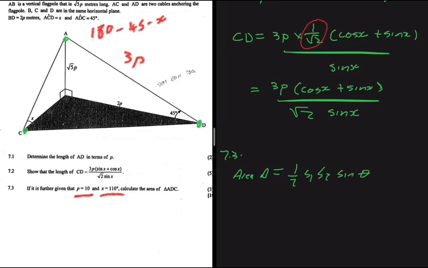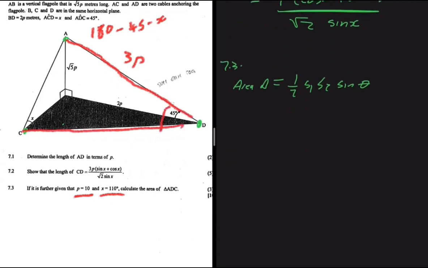So in this question, we know the length of side AD, and we know the length of side CD. So we have to use the angle that they sandwich. If we do that, the area of that triangle is equal to a half times 3p, that is AD, multiplied by the other side CD, and then sine of 45 degrees. But we know what CD is, so let me put what CD is there instead.